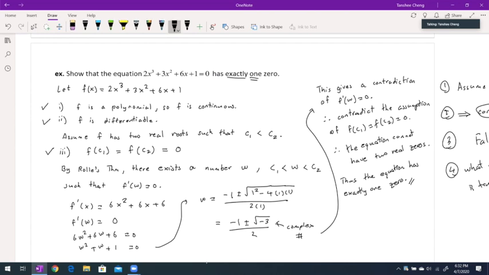So W is a complex number. That basically indicates that this gives us a contradiction of f prime of W equal to 0. F prime of W equal to 0. Have you all found it so far?